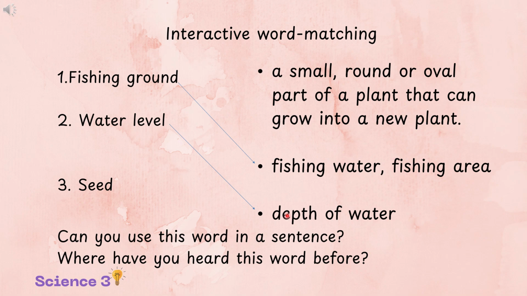Water level, depth of water. And for number 3, seed. A small round or oval part of a plant that can grow into a new plant. Good job, kids!